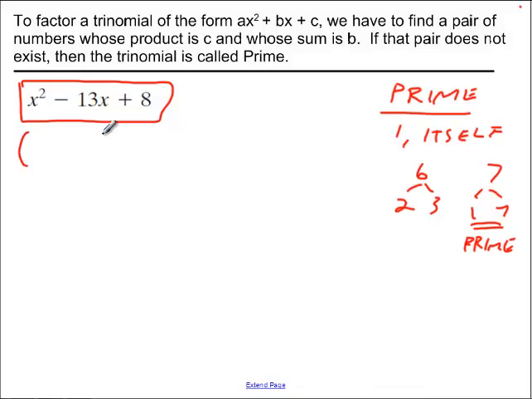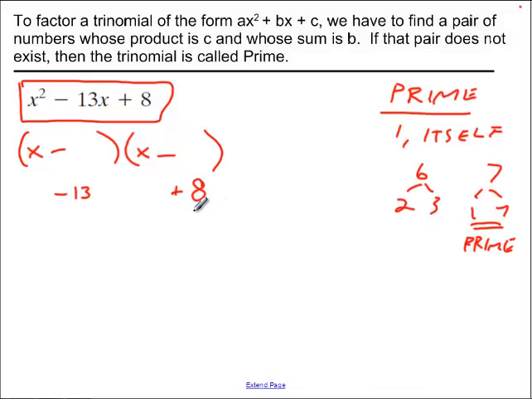Step number 4 is put down our factors here, and this would be x, this would be x. And then step 5 is determine the sign. This is positive, so it's either positive times positive or negative times negative. Negative times negative is the answer because it has to add up to a negative here. So there's a negative, there's a negative. Step number 6 is try and use these numbers to find our magic numbers. We have to find a pair of factors of 8 that multiply together to give positive 8 and add up to negative 13.